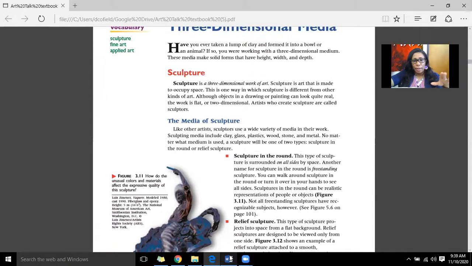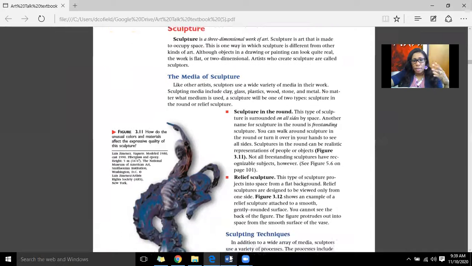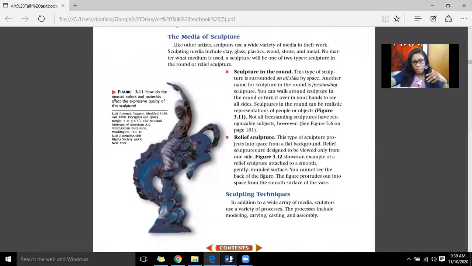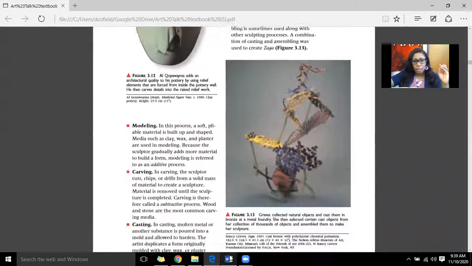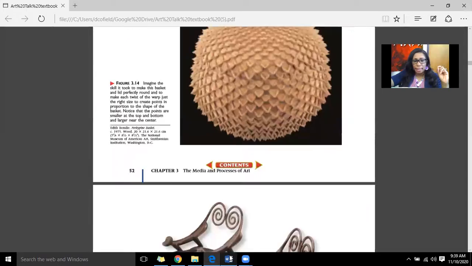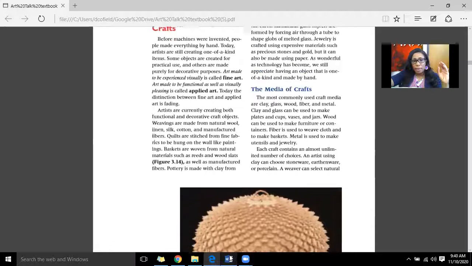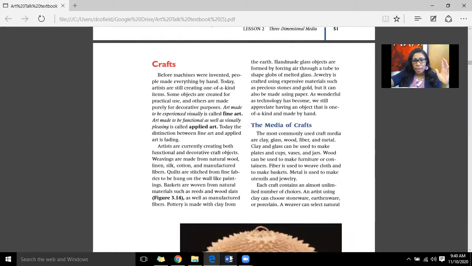Then it goes into sculpture. The vocabulary term for sculpture is a 3-dimensional work of art. There's sculpture in the round. There's relief sculpture. So sculpture in the round means you can see around all the sides of the sculpture. And then relief sculptures, you only see 3 sides. Okay. So it goes into modeling, carving, and casting, and talks about the process of crafts and fine art.